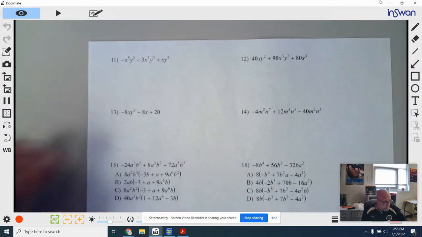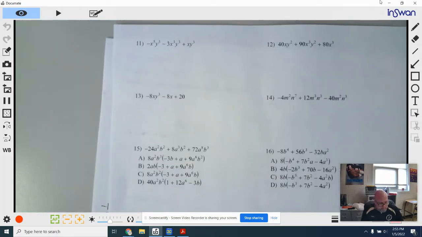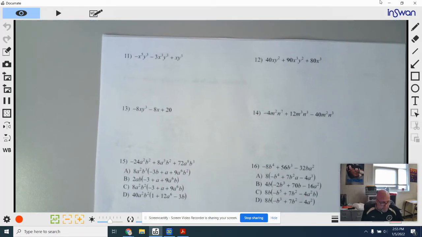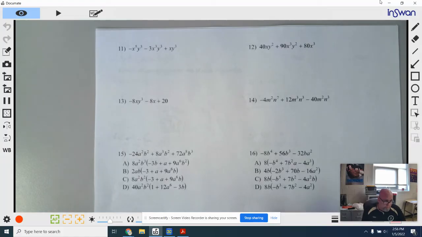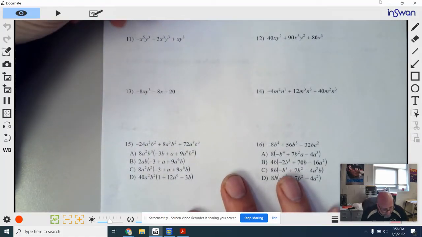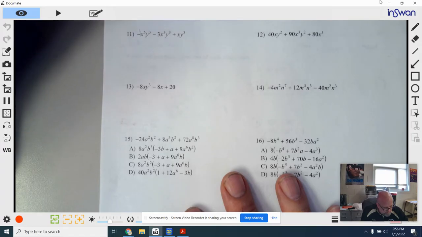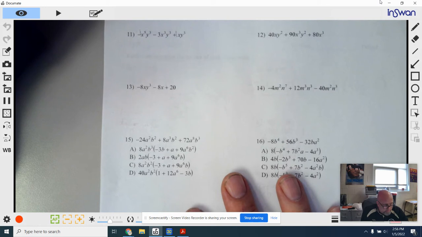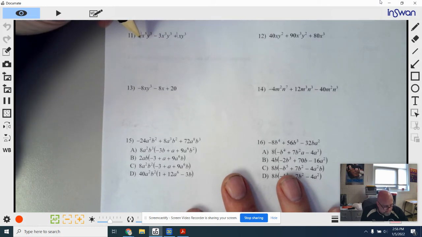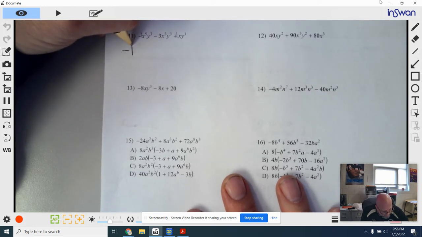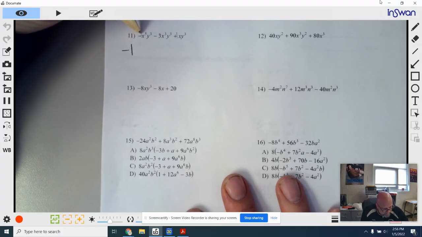Okay, number 11. So this one, if you see, it gets progressively harder because now we have more than one variable going on here. Okay, if I look at this one here, look at my numbers, and I see technically this is a negative 1. Then you have a negative 3. You have really technically a positive 1. So the only thing that you can pull out is technically a negative 1. And I want to pull out this negative 1 because I want to make that leading term again a positive.